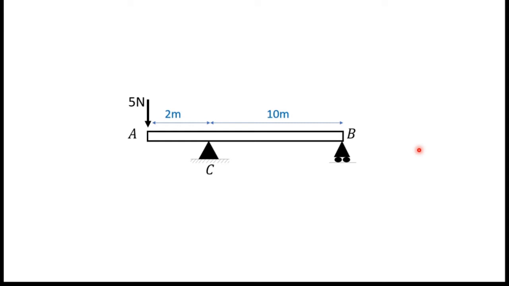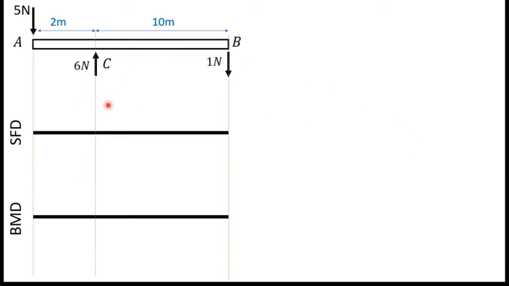The first step is to find the support reaction, but in this video I am not going to find support reactions. If you want to know how to find support reaction, there are plenty of videos in my channel. You can go and watch it. And here I mark the support reactions at C 6 Newton and at B 1 Newton. And in here I will draw shear force diagram, and here I will draw a bending moment diagram.